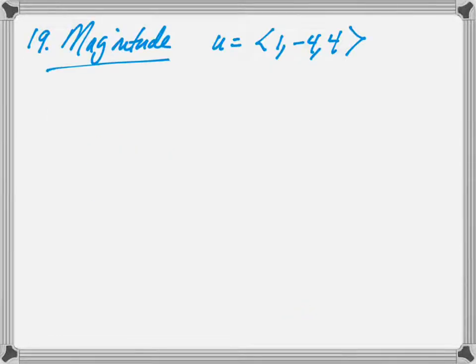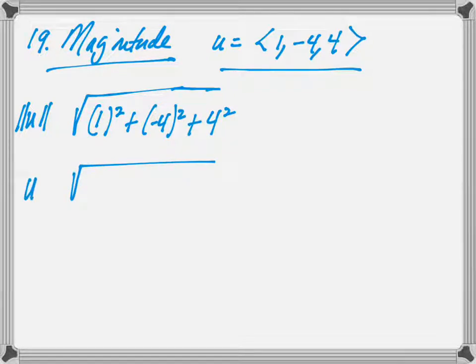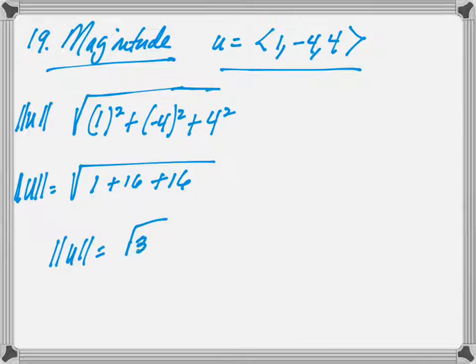All right, number 19 just wants the magnitude of a 3D vector, so that would just be the U magnitude. It would be the square root of 1 squared plus negative 4 squared plus 4 squared. So that's the square root of 1 plus 16 plus 16. So that's 33. So the magnitude of U is the square root of 33.